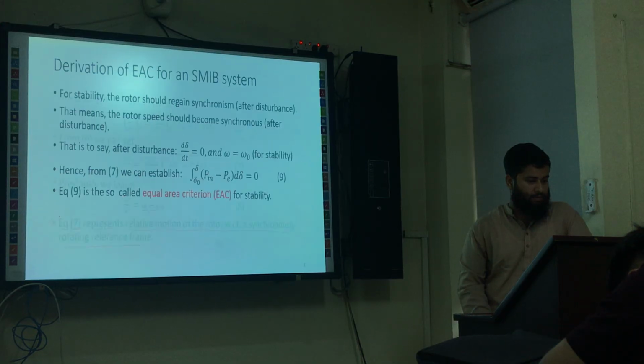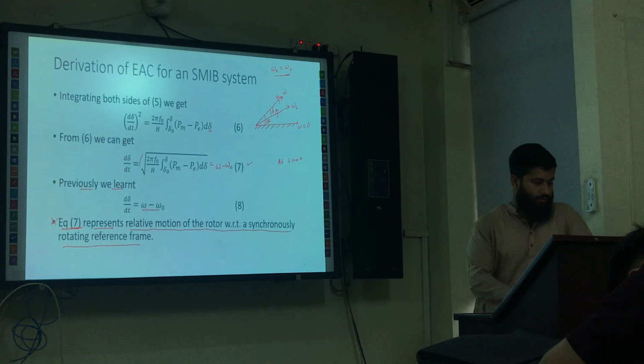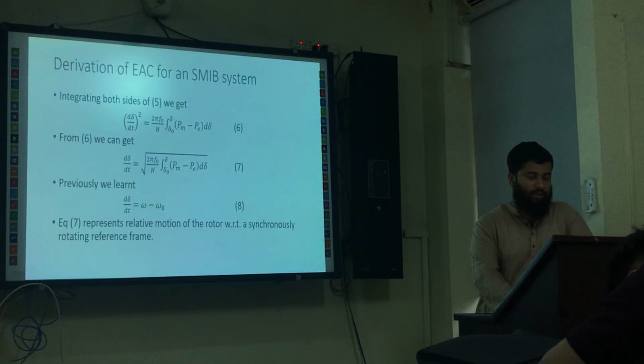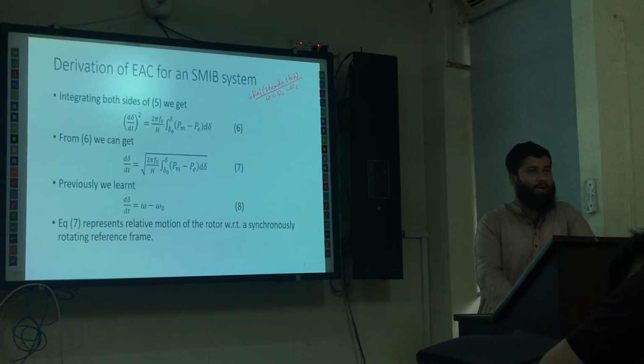Now let's come here. Before coming to this slide, I want to just give you some idea about different phases of this system. Let's say at the initial stage the system was at steady state, right? This is the steady state system. So at that time our omega was equal to omega naught. That was equal to omega s, right?